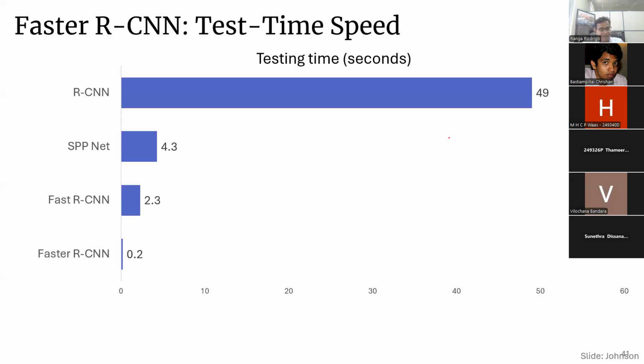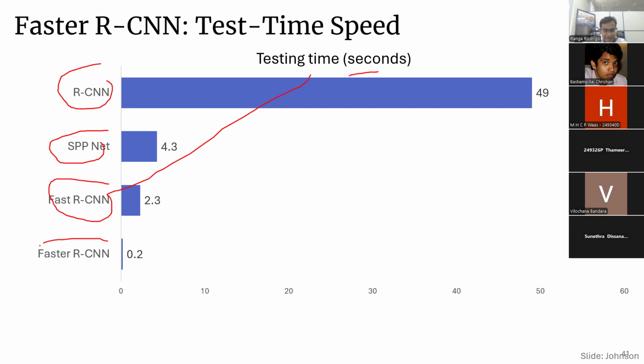Okay. So now you can see the test time speed from RCNN, SPPNet, I don't remember, Fast RCNN seconds, and Faster RCNN, 0.2 seconds. That's extremely fast, right? So this is an excellent achievement. Any questions?